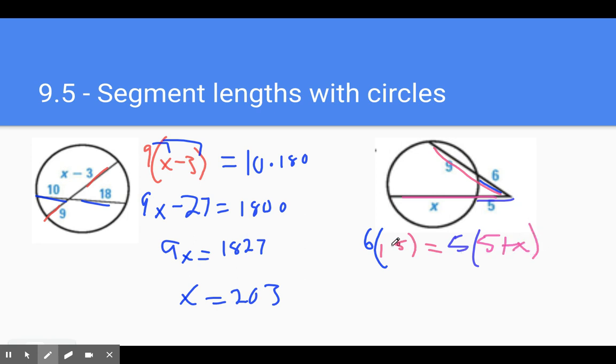6 times 15 gives us 90. Distribute the 5. 5 times 5 gives us 25. 5 times x gives us 5x. All right, 90 minus 25 gives us 65. So that means 65 equals 5x. Divide 65 by 5, and we get x is equal to 13 there.